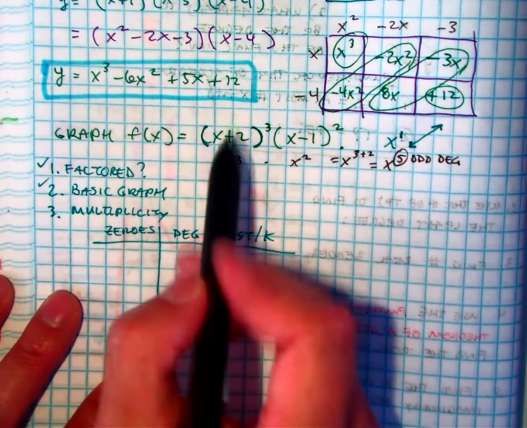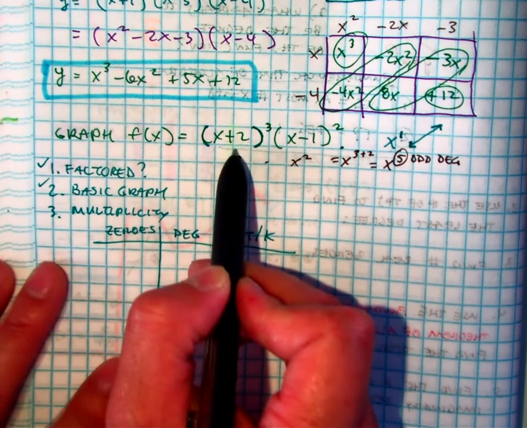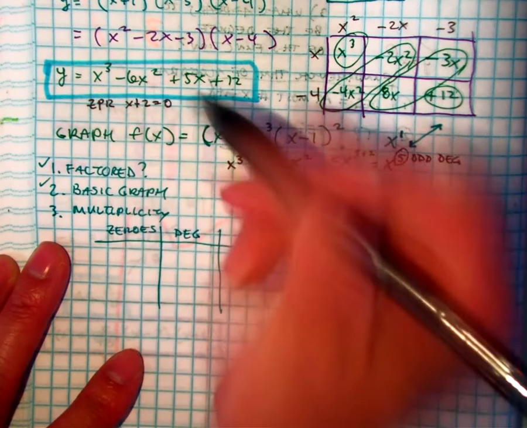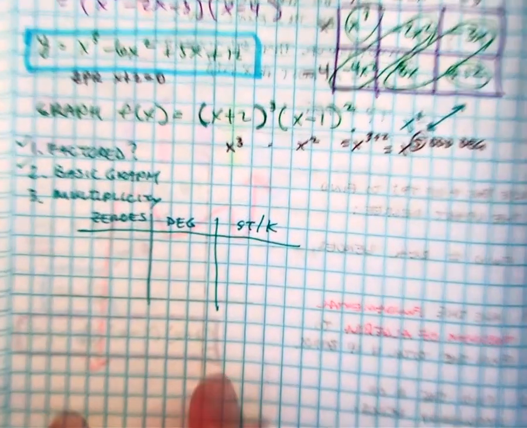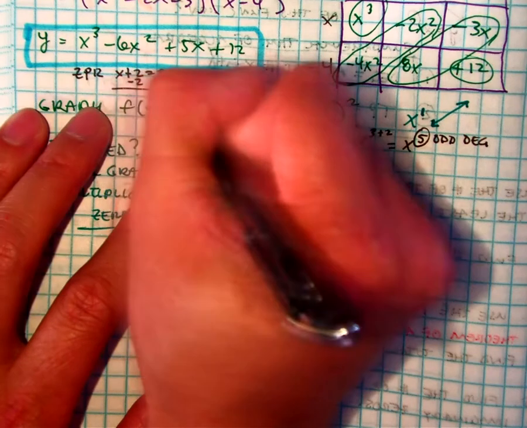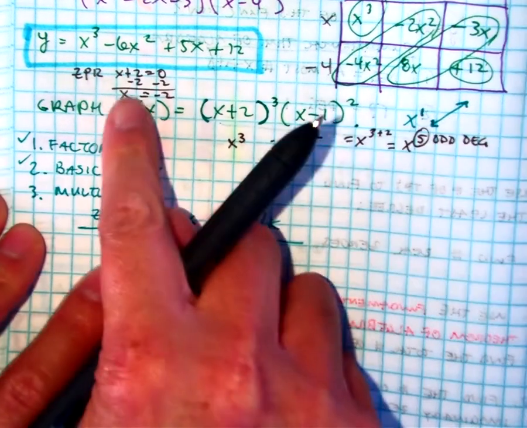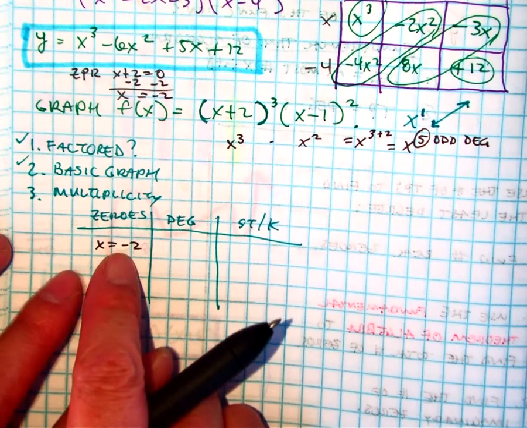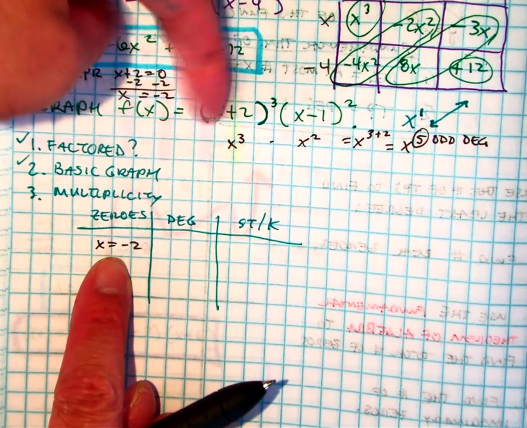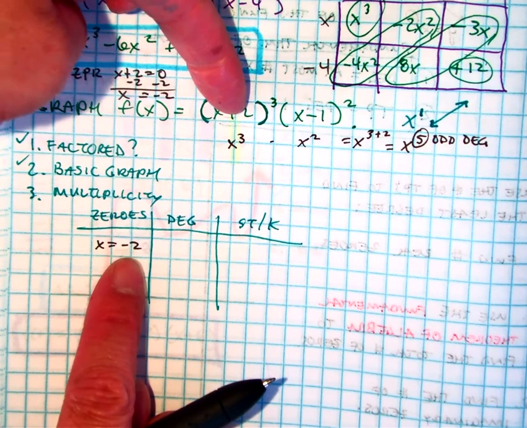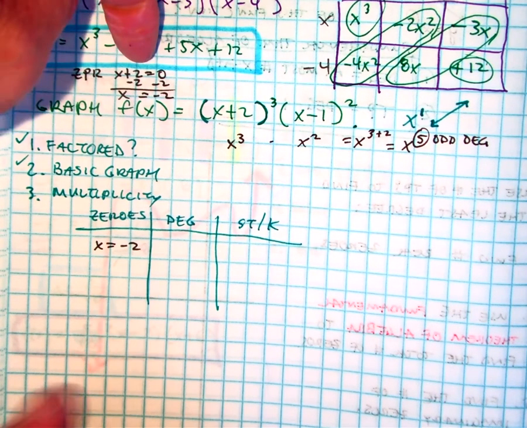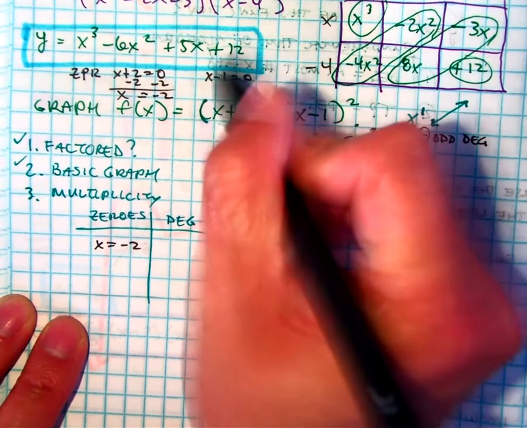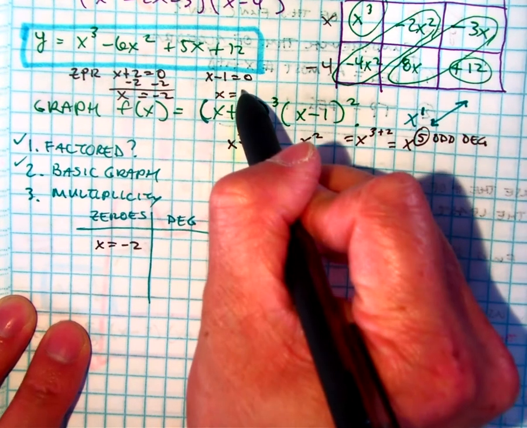Okay, so what you're going to do is take x plus 2, and we're going to apply the zero product rule, ZPR. X plus 2 equals 0. If you solve this, you subtract 2 from both sides, and you get x equals negative 2. So my zero is x equals negative 2. Remember, this is a big idea. The binomial x plus 2 is the same thing as x equals negative 2. How are they the same? Zero product rule. Let's take this one, x minus 1. Class, x is equal to what value? 1.